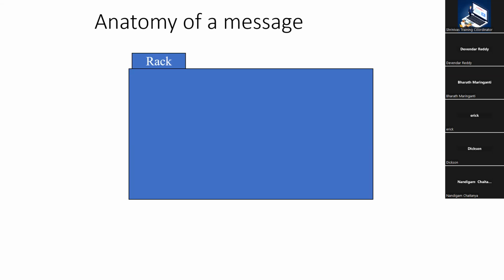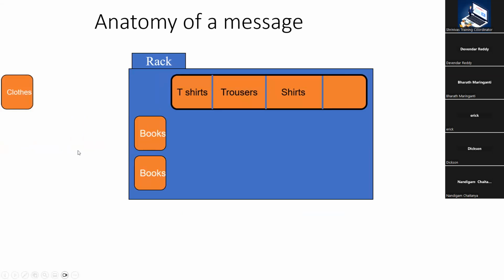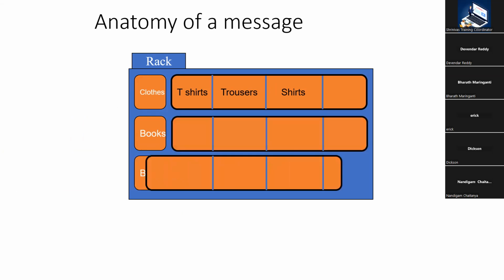So let's say we have a rack in a house, right? And let's say that there are three shelves in the rack. First shelf is dedicated for putting the clothes. Second one is for books, and third one is for some other alternative books. Now let's suppose that there are a few people in the house, 4 or 5 different people, and one of them is going on a tour and he realizes that he forgot his t-shirt in the house.